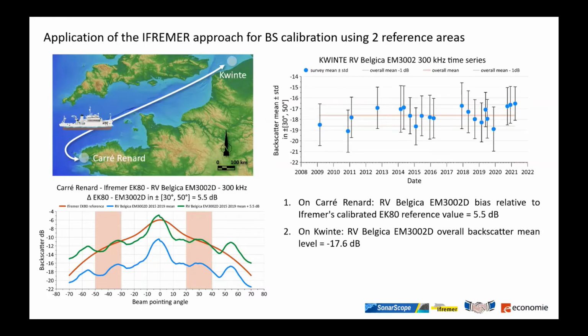Coming back to Belgium, this is the time series on the Kwinte reference area. And on the Kwinte reference area, we observe a mean level of, let's say, minus 18 dB.